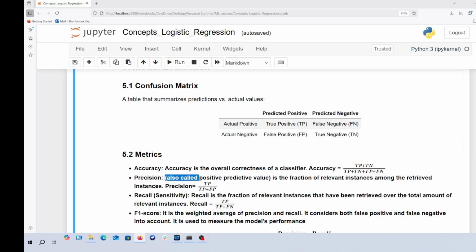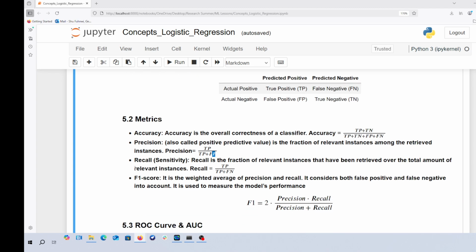Now we have what we call precision. Precision is also called the positive predicted value, which is the fraction of relevant instances among the retrieved instances, which is the true positive divided by the true positive plus the false positive. Also, we have what we call recall. Recall is also called sensitivity, which is the fraction of relevant instances that have been retrieved over the total amount of relevant instances.